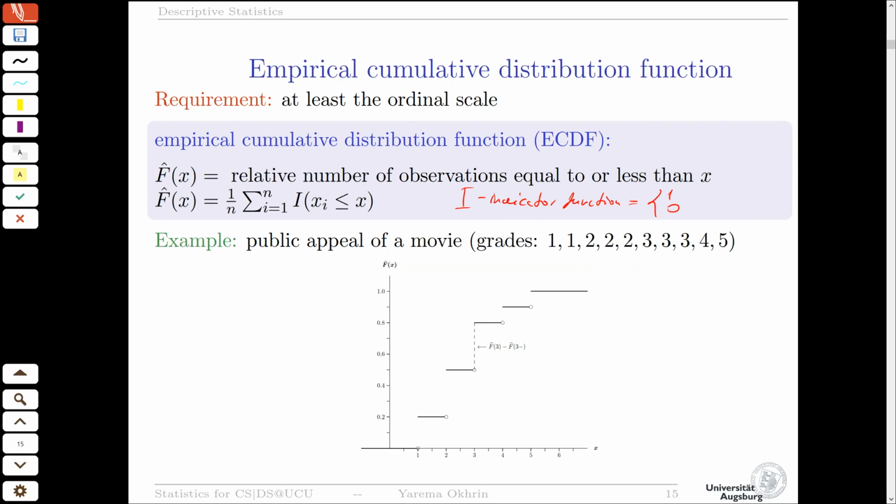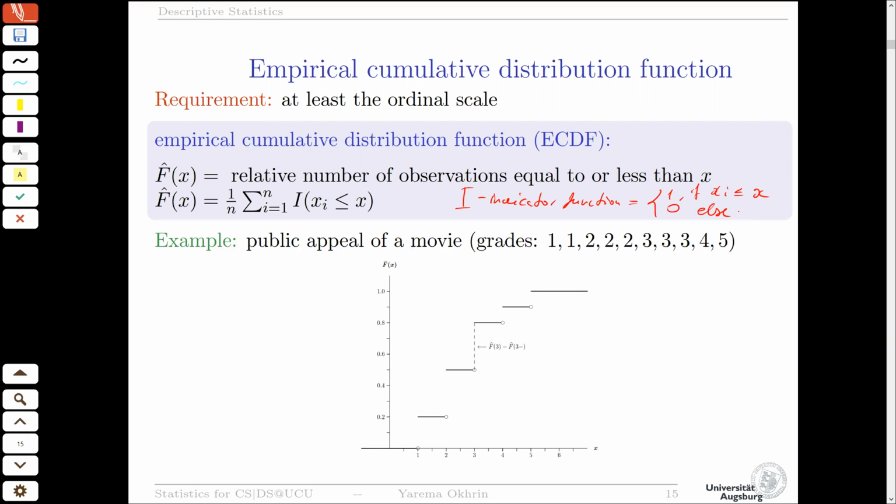It takes two values, either 1 or 0. 1 if this thing is fulfilled, and 0 if this thing is not fulfilled. So we have this indicator function in times. So if xi is smaller than x, and it is equal to 0.